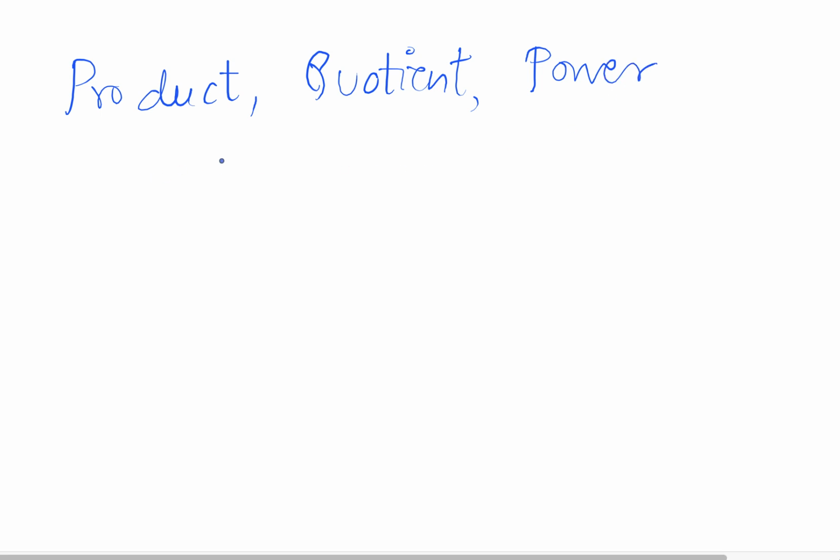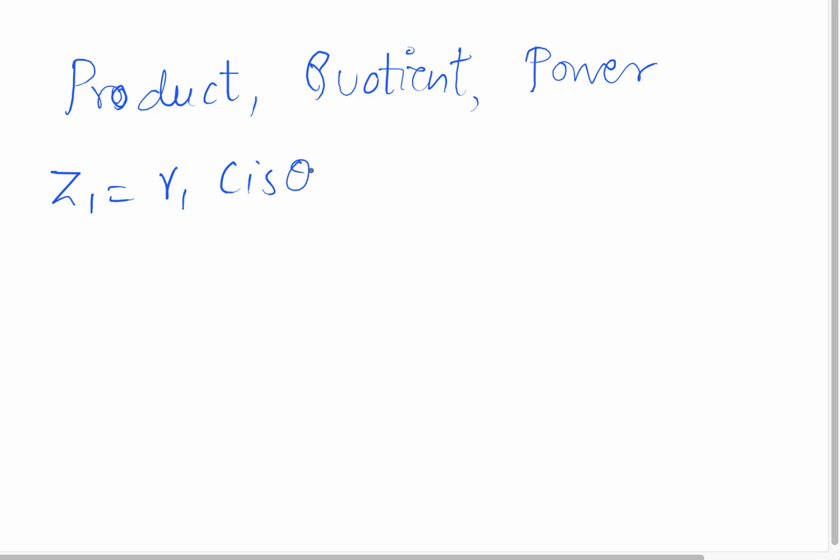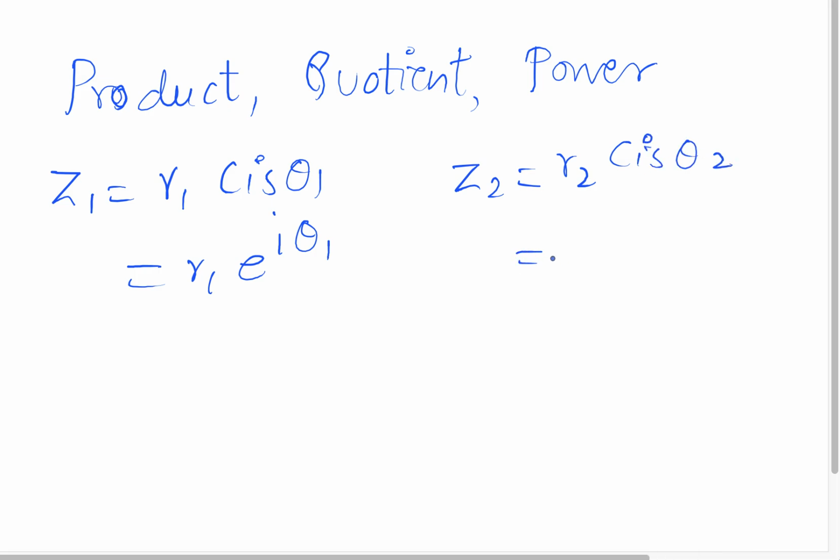In this lesson, we're going to look at product, quotient, and powers of complex numbers using the Euler's form. And we will know why it is so easy to operate in the Euler's form or the polar form of numbers. So let's look at two complex numbers. Z1 is R1 cis theta 1, which means I can write this in the Euler's form as R1 e raised to i theta 1, and Z2 is R2 cis theta 2, which is R2 e raised to i theta 2.